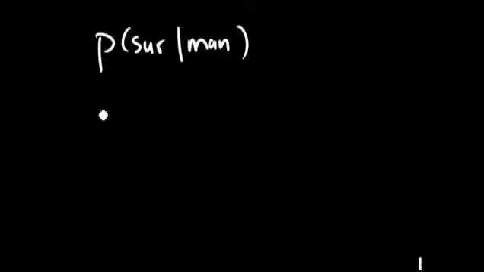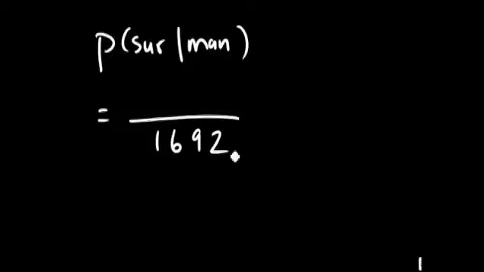Conditional probabilities. Consider the Titanic mortality table. The probability that you survived, given that you were a man aboard the Titanic, is found by, first of all, determining the total number of men, which was 1,692. And of these 1,692 men, how many survived? And the answer is 332.